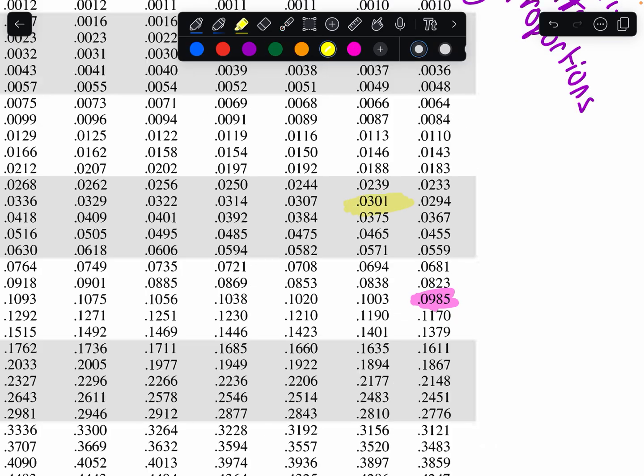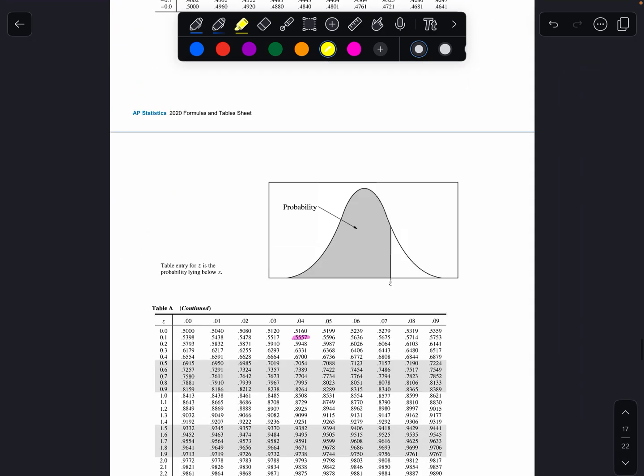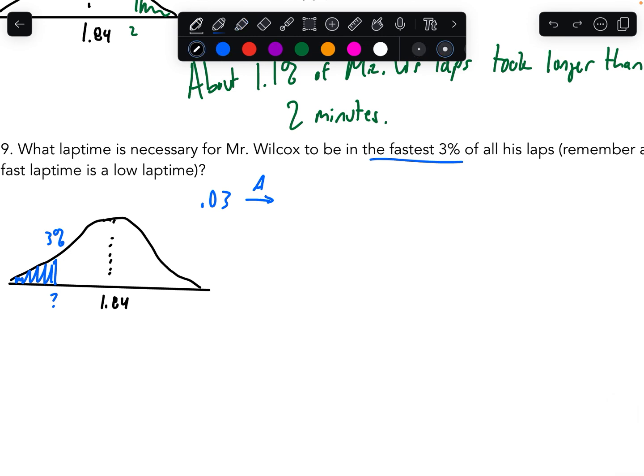So what z-score gives us that? Running this back out, I get negative 1.88. That gives me a z-score of negative 1.88. Once we know that, we can set that equal to the value, which we don't know, minus the mean, which we do know, over the standard deviation, which we do know, and then solve for the value.